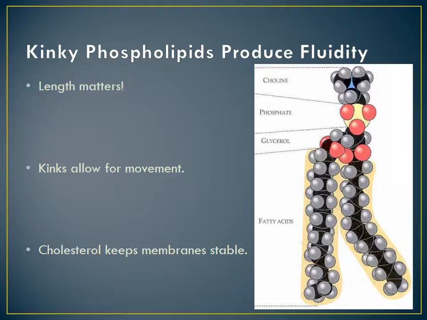So three things impact the fluidity of the membrane, how fast that membrane's moving around: the length of lipids, the location of the double bond allowing for a kink, and how much cholesterol is present.